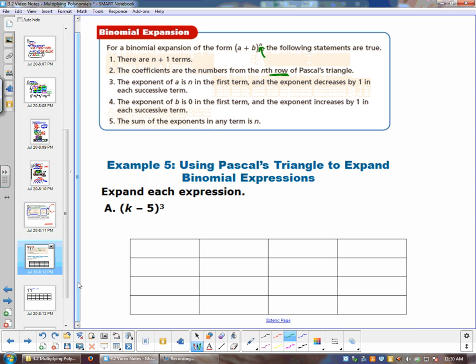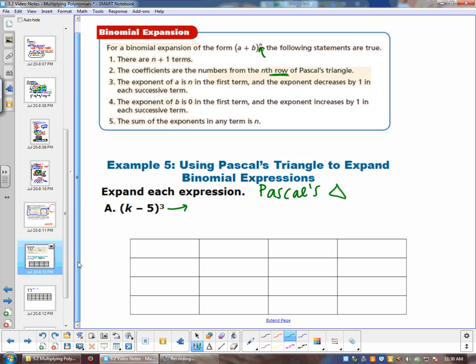So for a here, I want to expand this. Again, I want to use Pascal's triangle. I don't want to just multiply. I know we just did an example before where I said this is really k minus 5 times k minus 5 times k minus 5. I do not want you to multiply that out 3 times. Instead, I want to see how we can use Pascal's triangle to help us out.